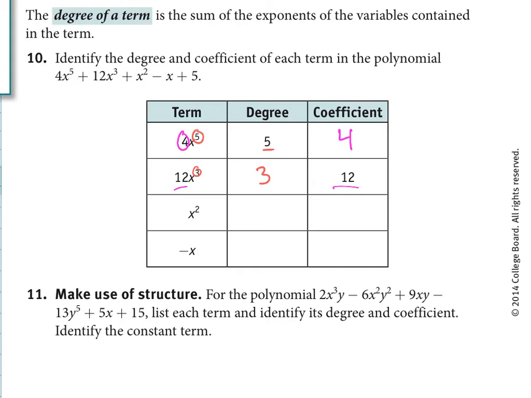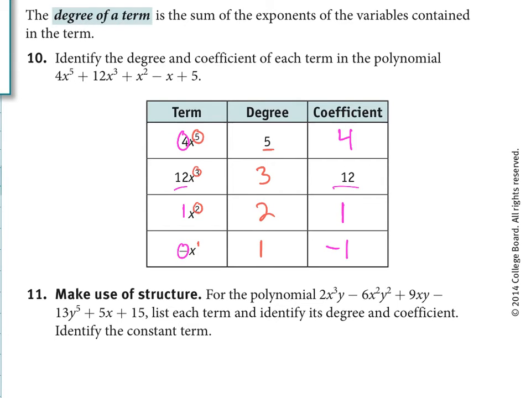What's the degree of the third example? 2. Again, that's the exponent. And what's the coefficient? 1. The invisible 1 that's out in front right there. What about the degree of the last example there? 1. Negative x to the 1 power. The invisible 1 right there. And what's my coefficient then? Negative 1. That's a negative 1.